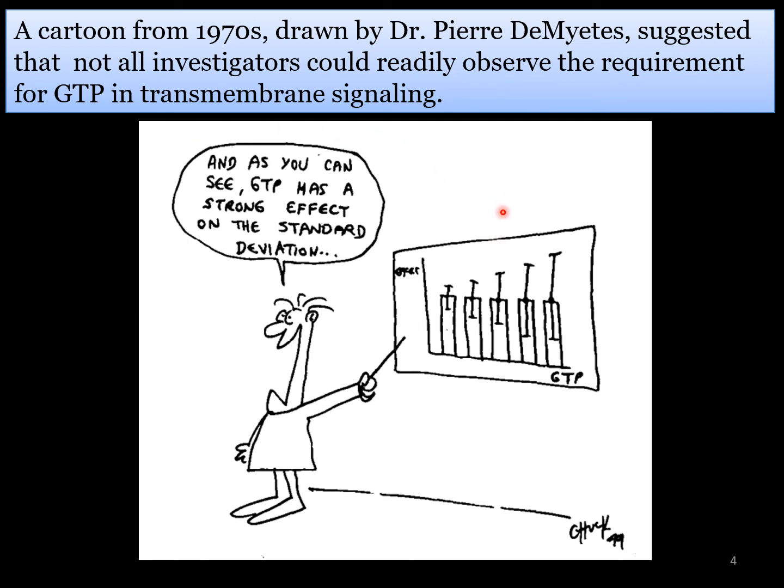So in this cartoon, actually, it's very funny because they are saying that, as you can see, GTP has a strong effect on the standard deviation. Now, this standard deviation is because of the two extremities, like one very stimulatory and the other very inhibitory. So that actually increased the range of data, and that led to this kind of funny cartoons, which I find very interesting.